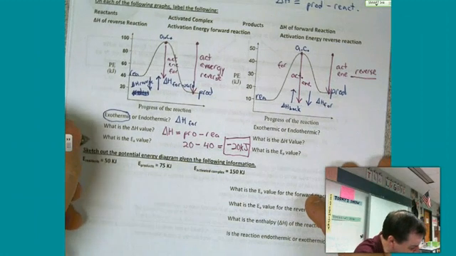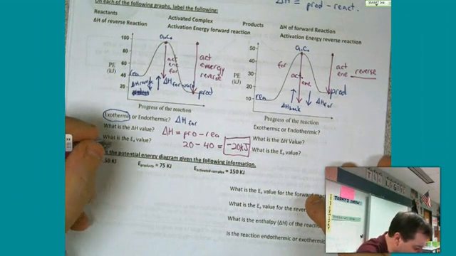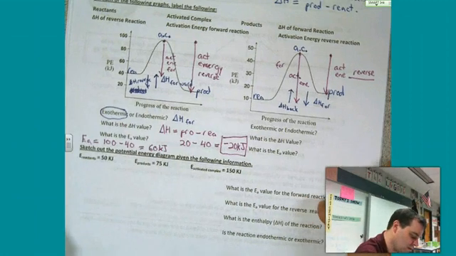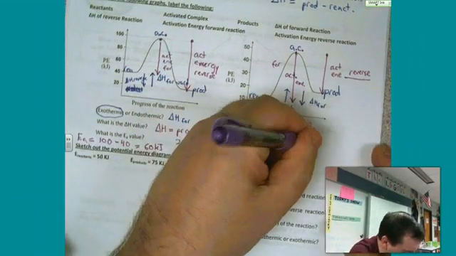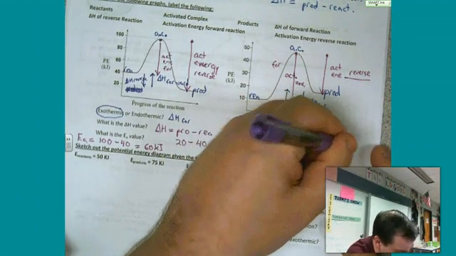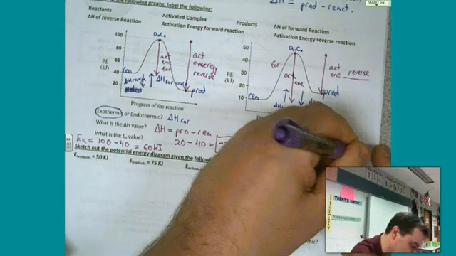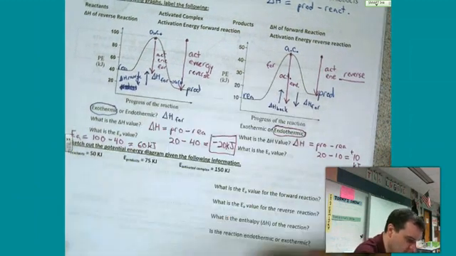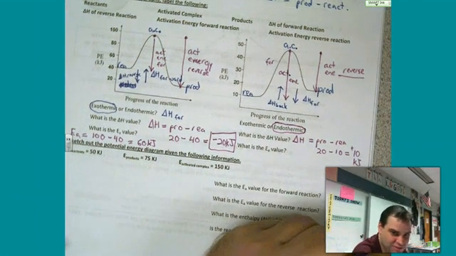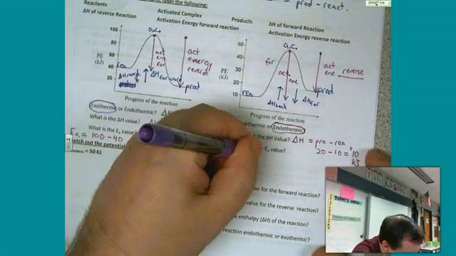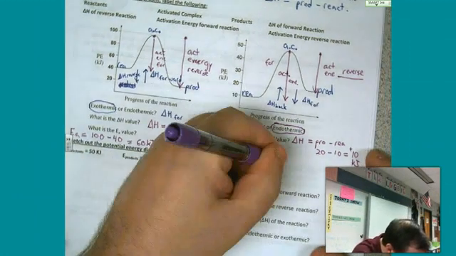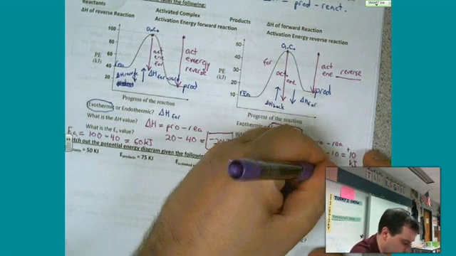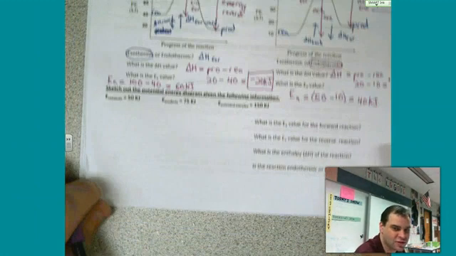What is the activation energy value? This is 100 minus 40, which would be 60 kilojoules. That would be the activation energy. And for this one, let's do the delta H value first. It's still products minus reactants, 20 minus 10, which is positive 10 kilojoules. Endothermic, delta H positive. And then the activation energy here is 50 minus 10, which would be 40 kilojoules.